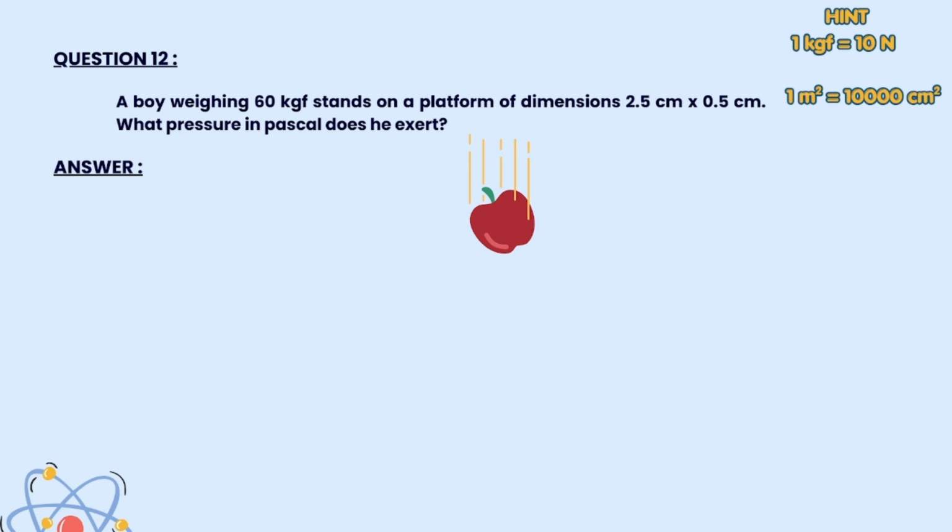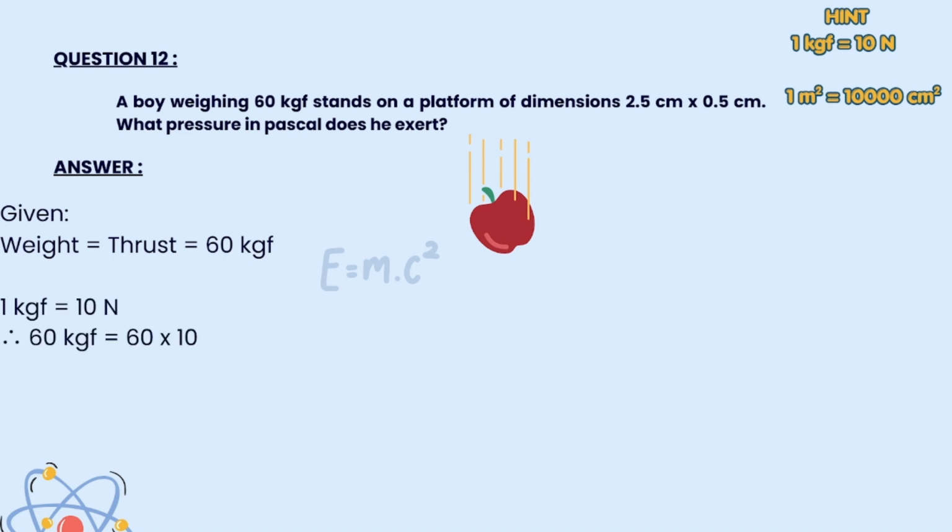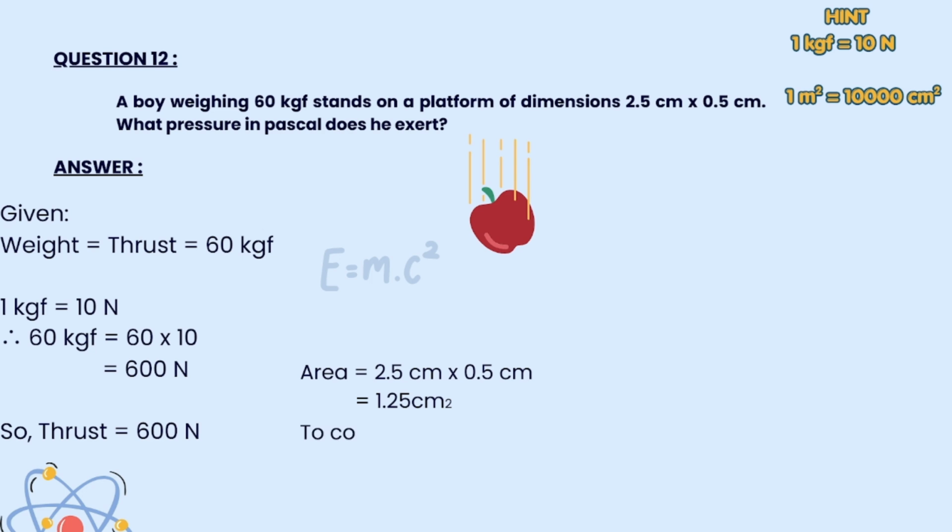Yes, do it. Now for area, multiply this and convert to meter square. Let us see. Given weight, nothing but thrust equal to 60 kgf, and we know 1 kgf equal to 10 Newton. So 60 kgf is nothing but 600 Newton. Okay. Now let's see area. Area, multiply 2.5 into 0.5, you will get 1.25 square centimeter.